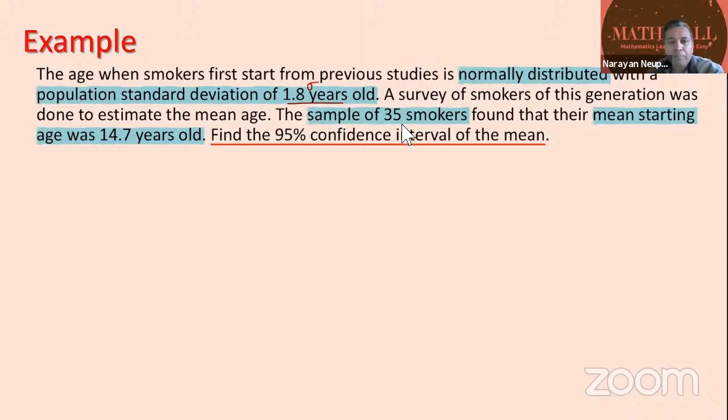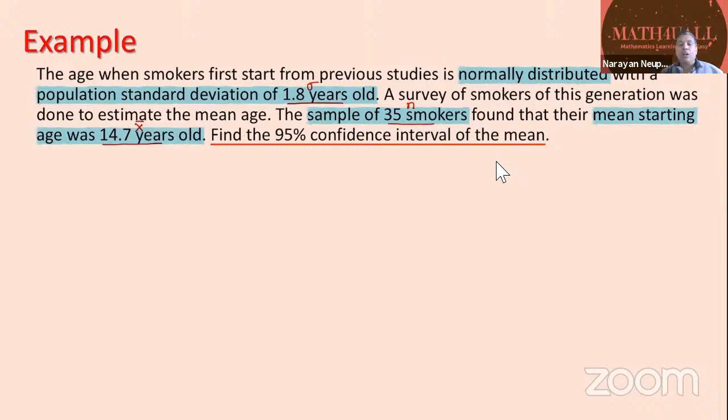A survey of smokers of this generation was done to estimate the mean age. So you want to estimate the mean starting age when they start. And for that, there is a sample of 35 smokers. So this is your n. The sample of 35 smokers found that the mean starting age for this sample, the sample mean, is 14.7. We have to find the 95% confidence interval.